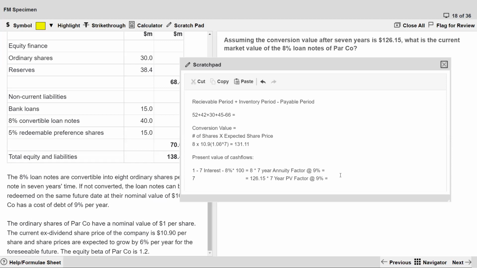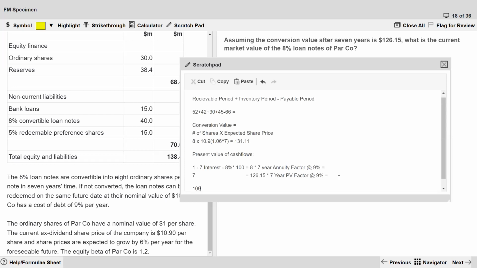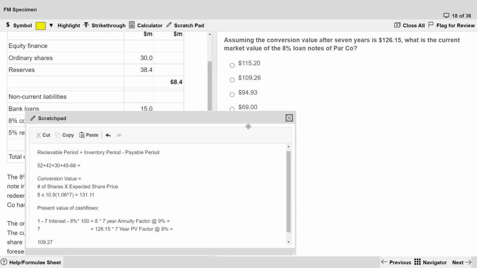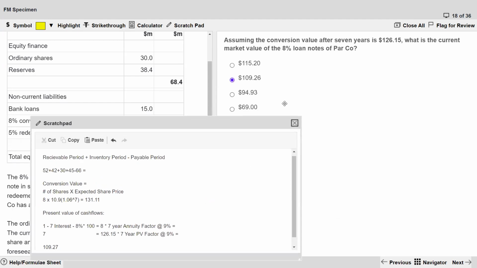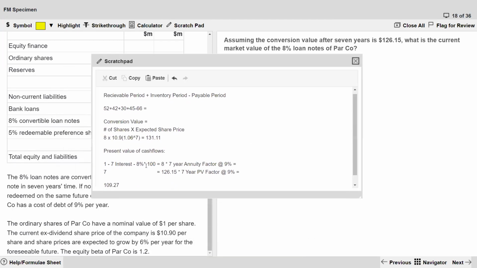So it gives you 109.27. The total value is basically 109.27. No, 634.9? How could it be, my friend? This is the correct answer. You see, 8% into 100 means 8. 8 multiplied by the 7-year annuity factor at 9%. Then you've got 126.15 multiplied by the 7-year PV factor at the rate of 9%.